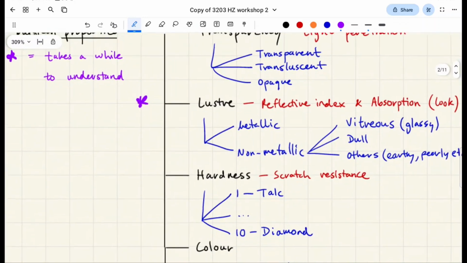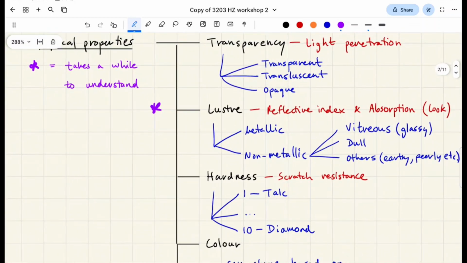You'll see here there are metallic lusters and then glassy, dull. You'll hear a few other words like earthy, pearly, whatever, but generally the main ones you'll see over and over again are vitreous, which means glassy, dull, or metallic. The main thing that determines this is the minerals within your rock. Remember, rocks are made up of various minerals. That mineral makeup, and I'll get into some examples later, will determine the look and the vibe of your rock, basically.